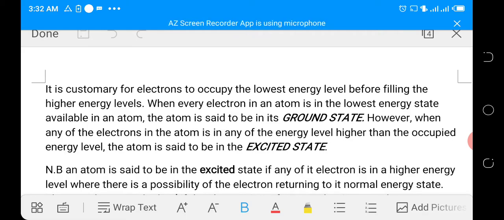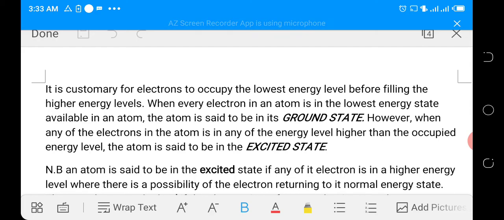When every electron in an atom is in the lowest energy state available in an atom, the atom is said to be in its ground state. That is, ground state is the lowest energy level that can be occupied by an electron in an atom. However, when any of the electrons in the atom is in any of the energy levels higher than the occupied energy level, the atom is said to be in the excited state. An excited state is an energy level which is higher than what the electron normally occupies. So if an electron is in an energy level which is higher than what it normally occupies, then we say the electron is in an excited state.